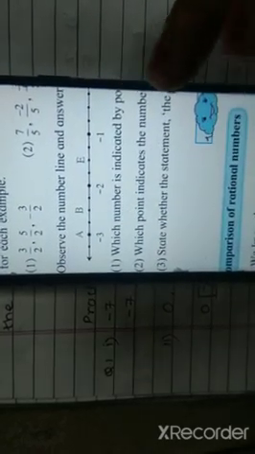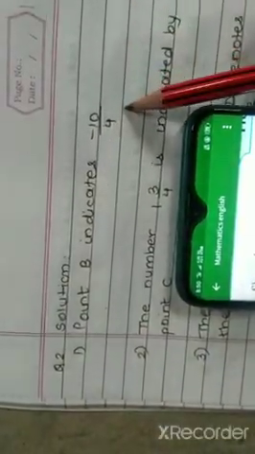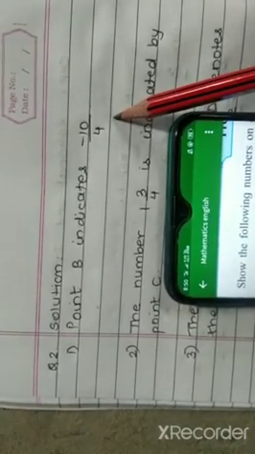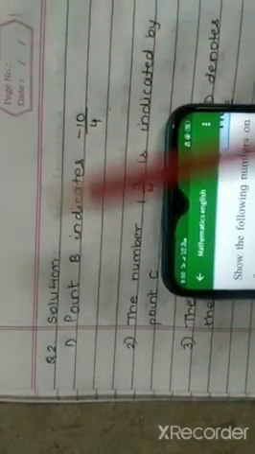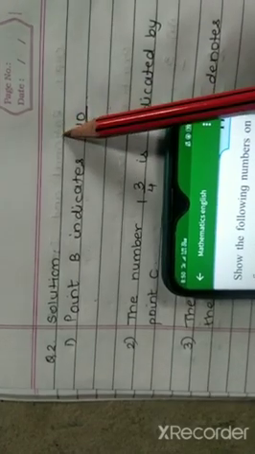So the answer will be negative, as this is on the left hand side of the 0, the left hand side of the number line. So it will be minus 10 upon 4. The solution is point B indicates minus 10 upon 4. In the notebook you are supposed to copy the question first. First of all, draw the number line that is given in your textbook. Then copy this question, which number is indicated by point B, and then write the answer. Answer: point B indicates the number minus 10 upon 4.